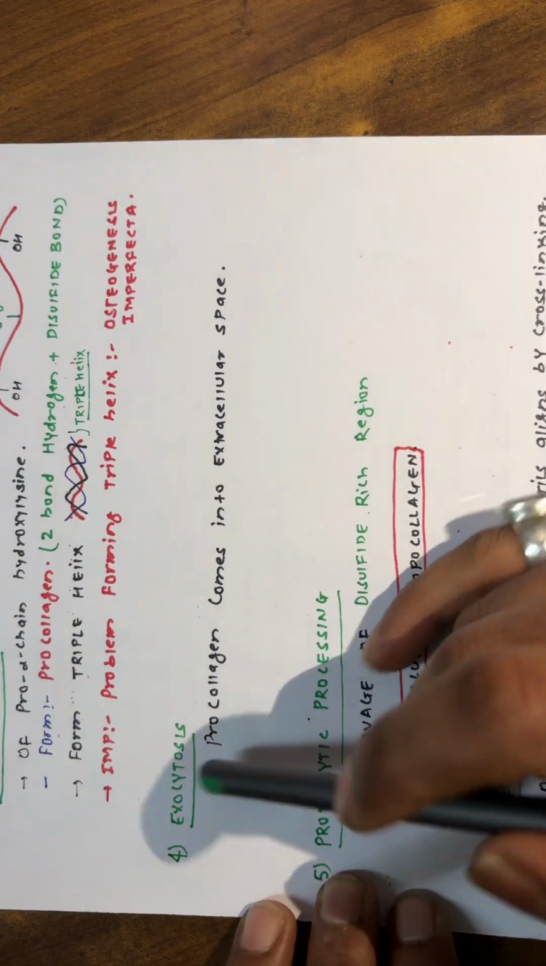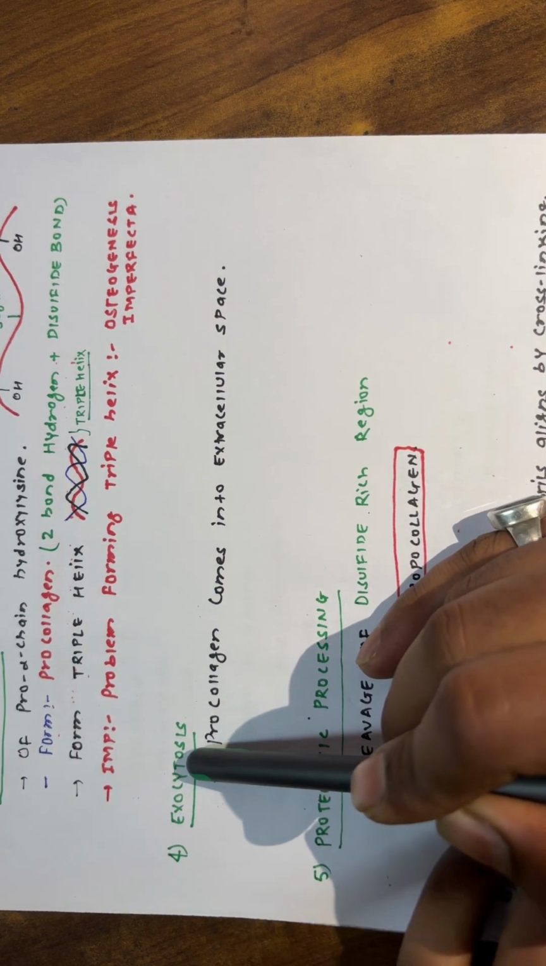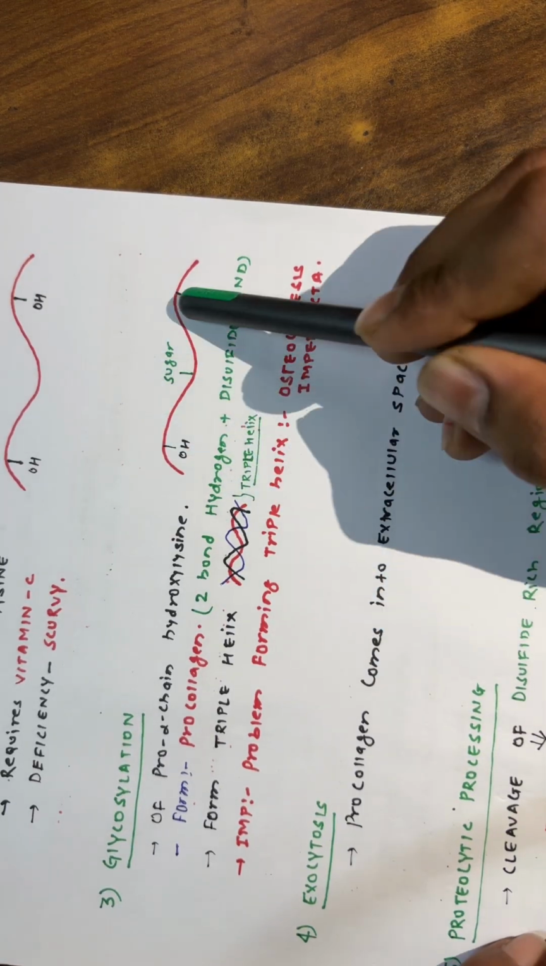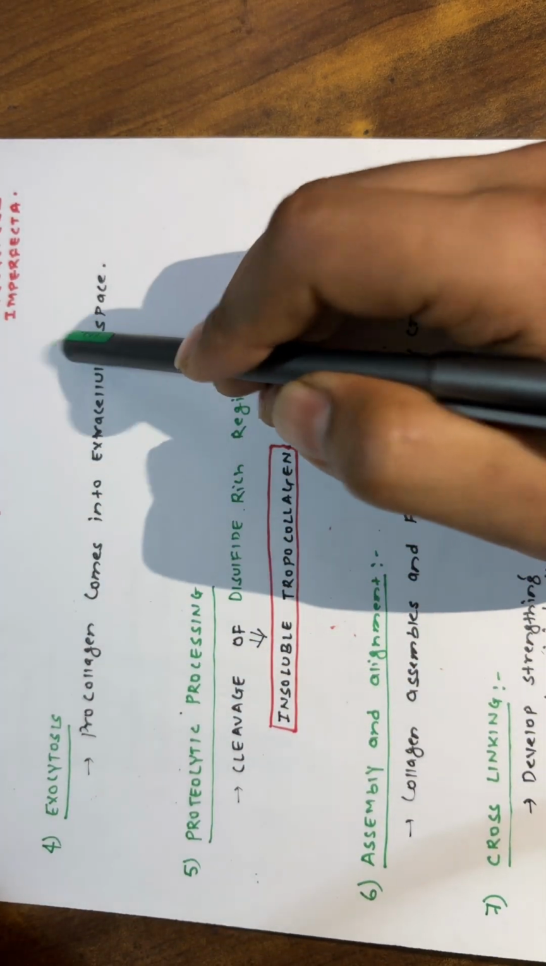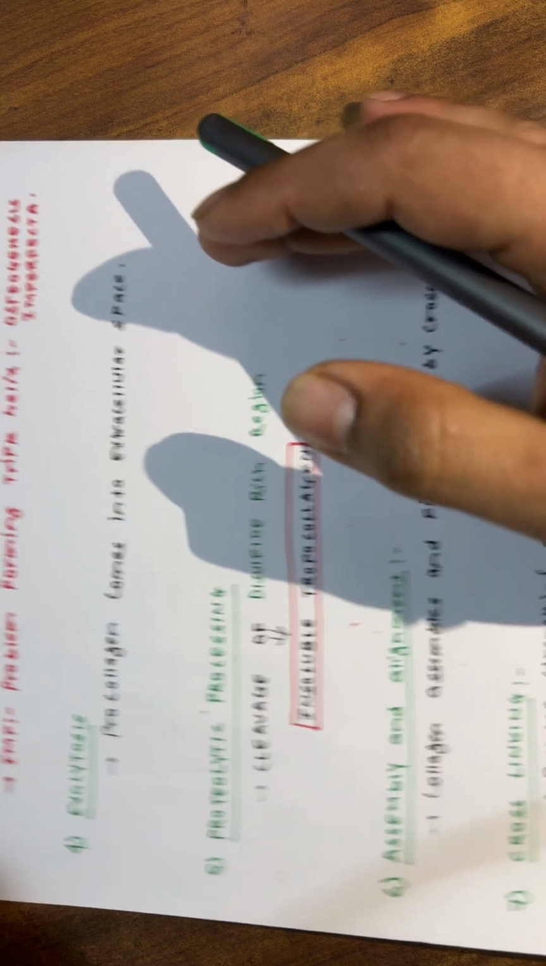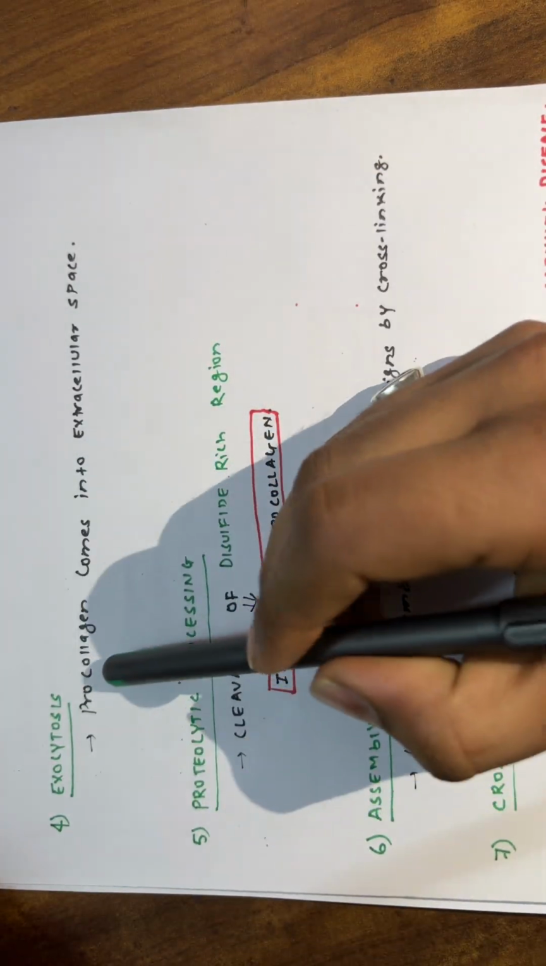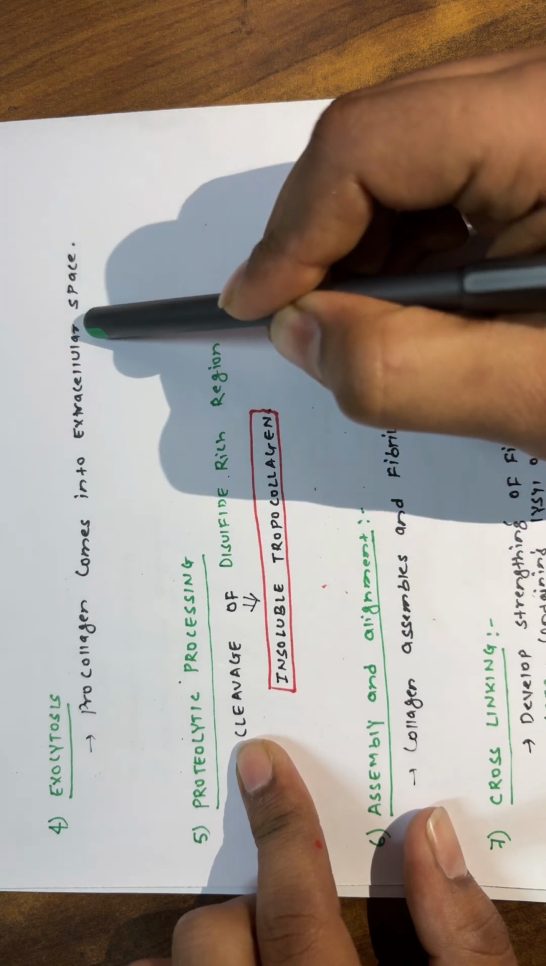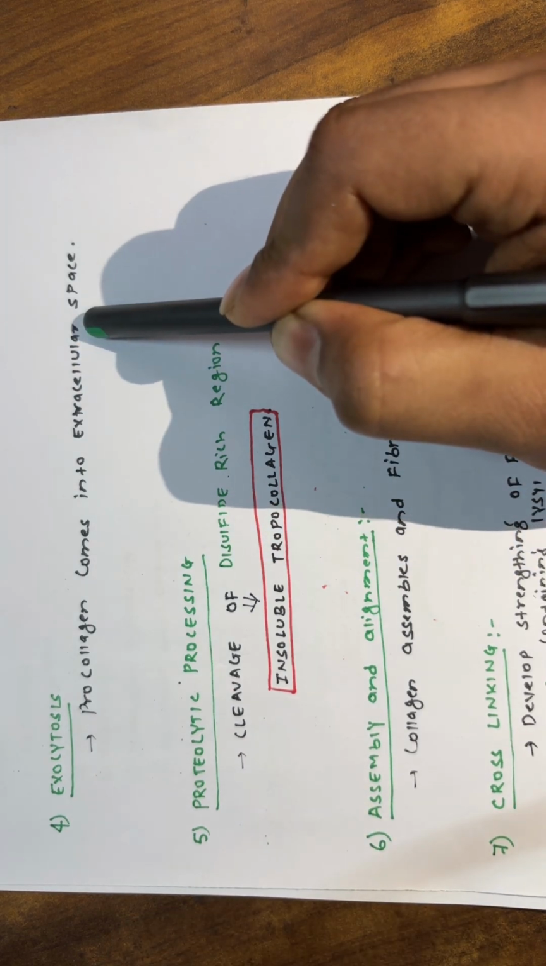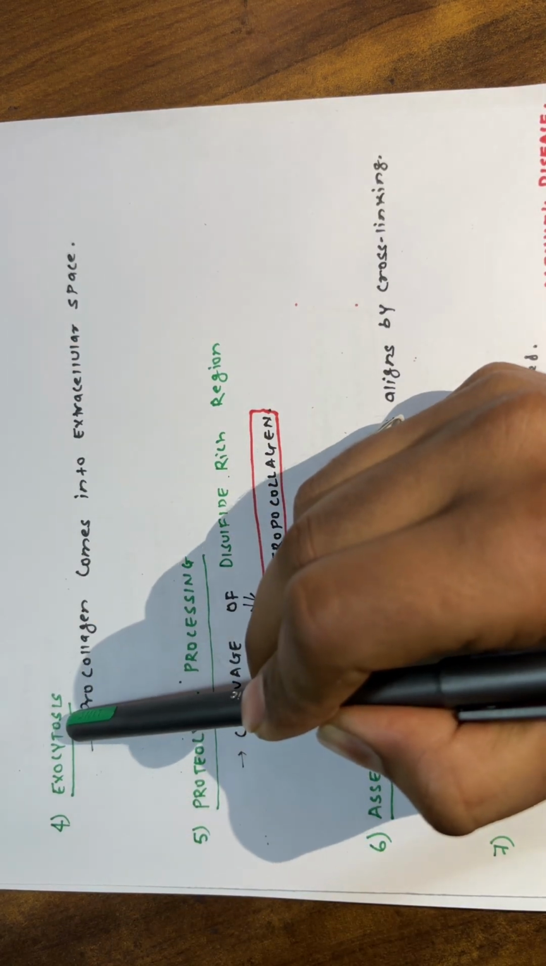Now we'll talk about the fourth step, that is exocytosis. Now glycosylation has occurred. Once the internal processing is done and the pro collagen is formed, the pro collagen comes into the extracellular space. This step is called exocytosis.